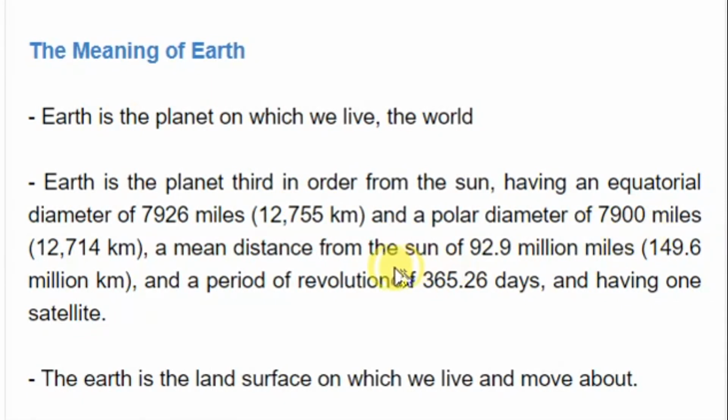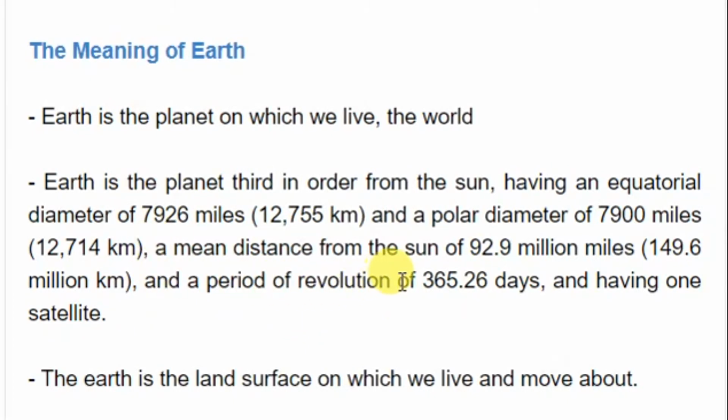From there, we have the mean distance from the sun, which is 92.9 million miles. You can also see how large the distance of the earth from the sun is. The distance of the earth from the sun, counted in kilometres, is 149.6 million kilometres.